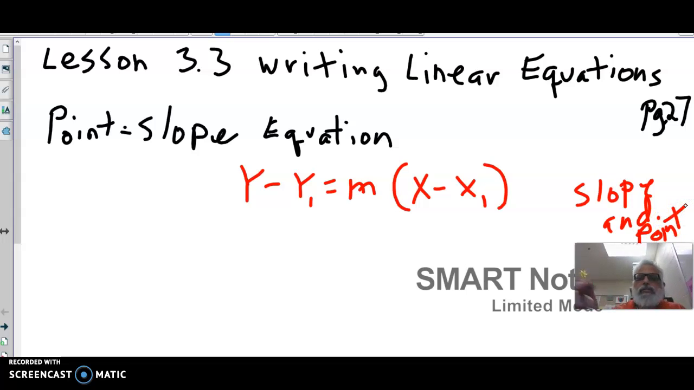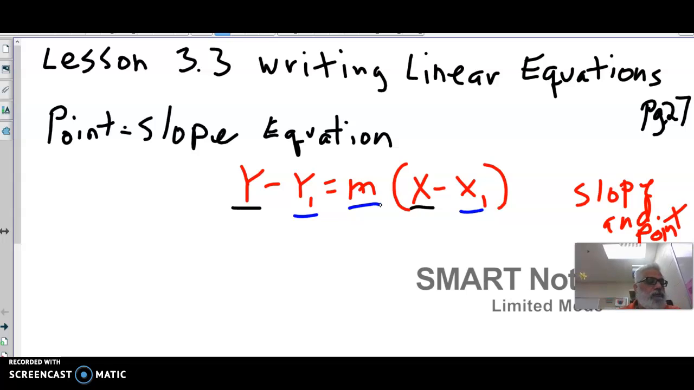Now, the way this works is the y and the x stay in the formula. The y1 and the x1 will always be given in point form, and then of course the m is the slope. And all this will be given, and then we just plug it in.